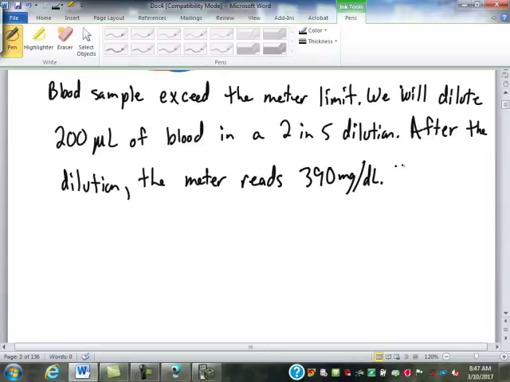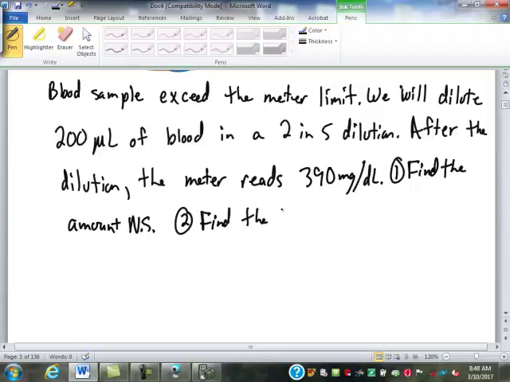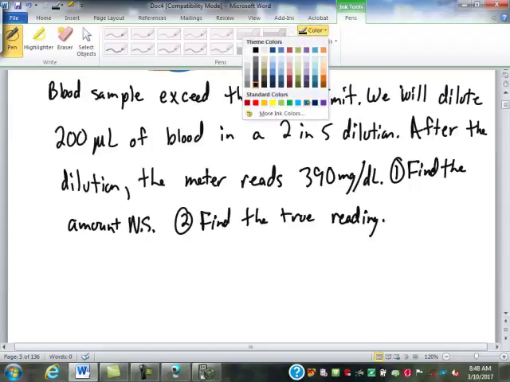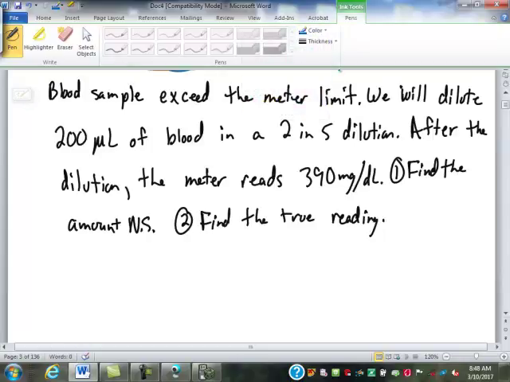So a couple of things we need to find here. One, find the amount of sterile water that has to be used. And two, find the true reading. So looking at this, first part, find the amount of NS.